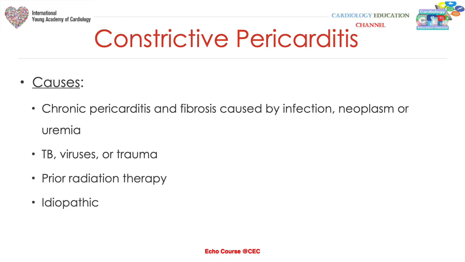So what are the causes of constrictive pericarditis? It usually results from chronic pericarditis and the fibrosis caused by infection, neoplasms, or uremia. It may also be caused by tuberculosis, viruses, trauma, or prior radiation therapy, or it may be just idiopathic.